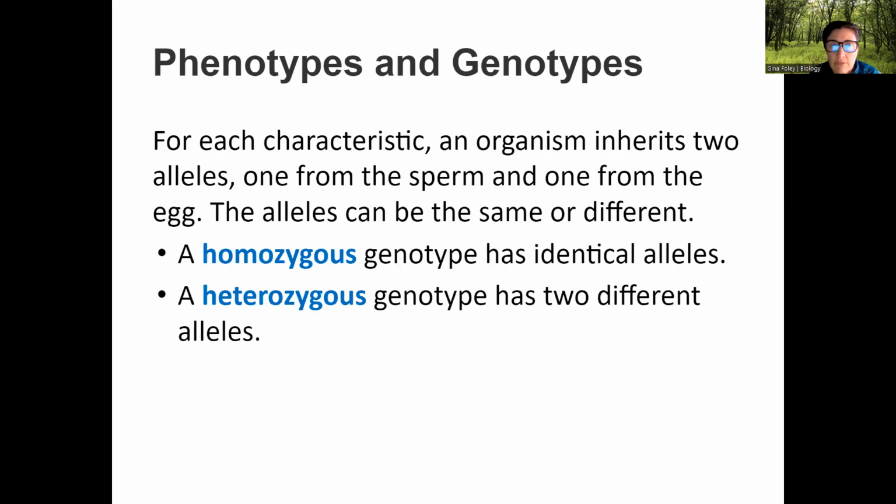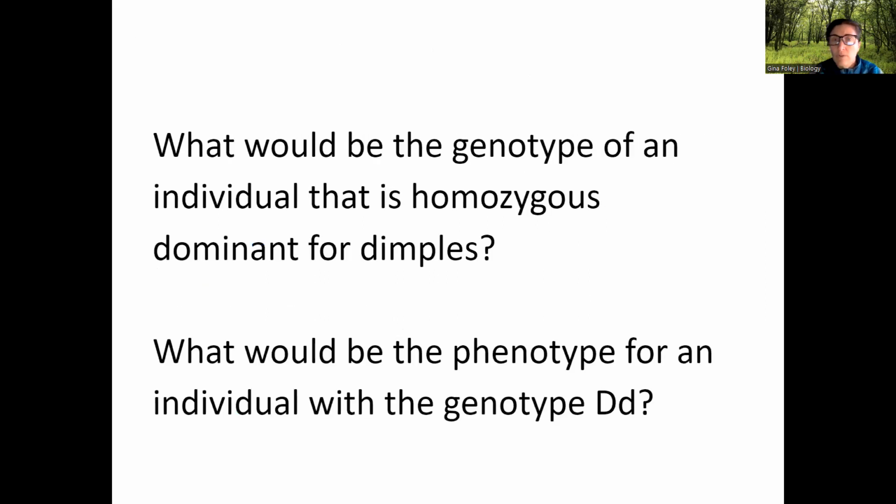We got homozygous, heterozygous. So the question here is, what would be the genotype of an individual that is homozygous dominant for dimples? Dimples is dominant, so we're going to use the letter D. And the second one says, what would be the phenotype for an individual with the genotype big D, little d? Hit pause if you're not sure, because I'm going to write the answers in a second. You should make sure you can answer both of these before you go on. If you can't, then you have to watch this video again. Your job, right? You can do it. I know you can. All right, here we go.